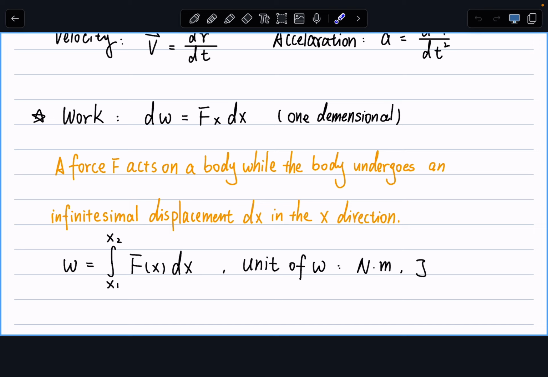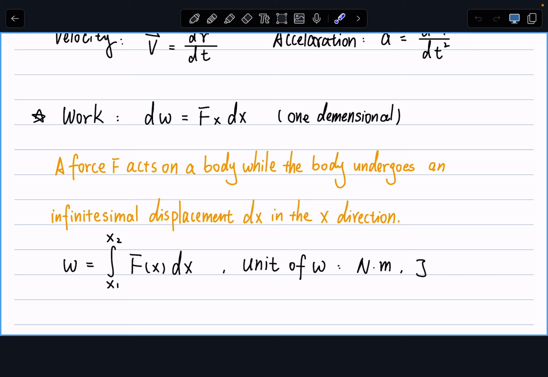So that's one-dimensional work when we're talking about it. A force, F, acts on a body while the body undergoes an infinitesimal displacement dx in the x direction, which gives you the work. That's the definition of work. Or if you're doing a definite integral, you can solve for a number for the amount of work done.